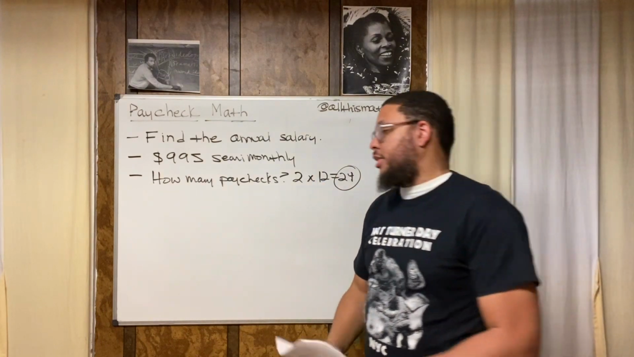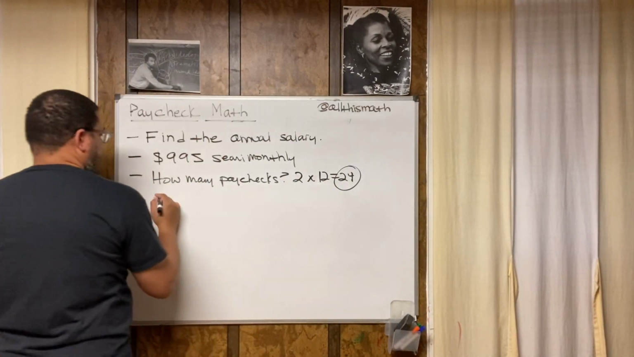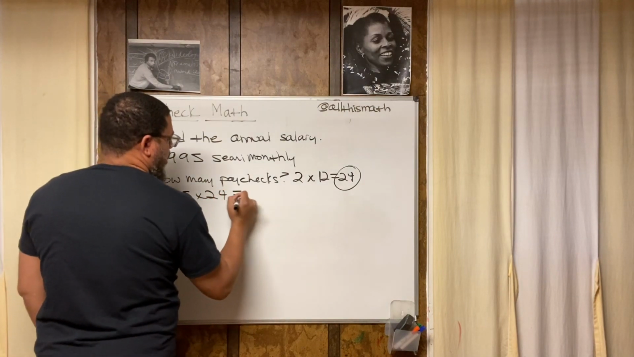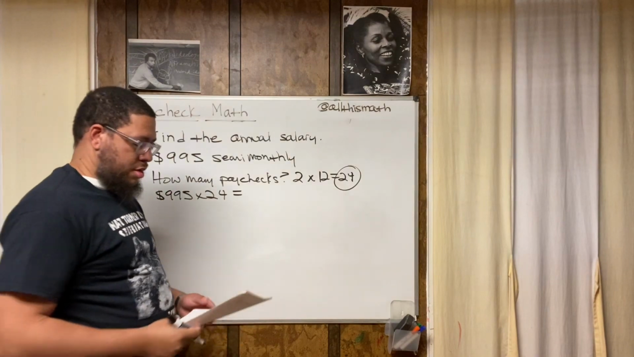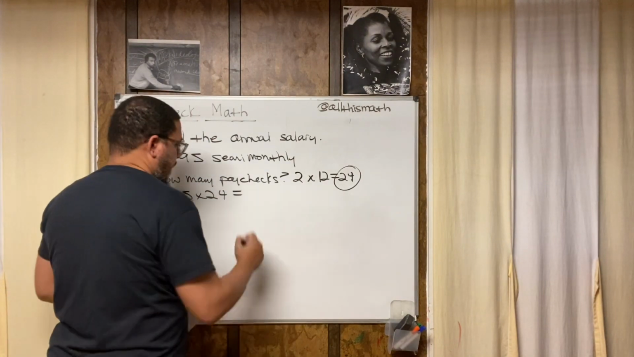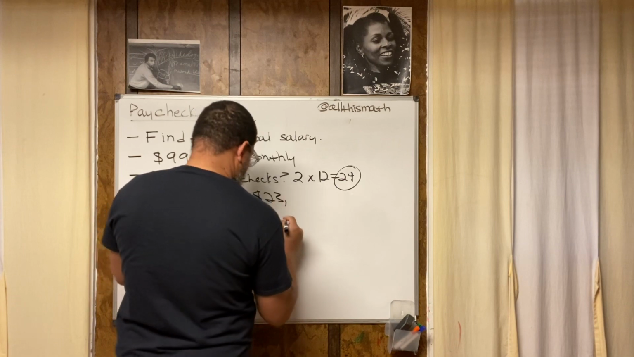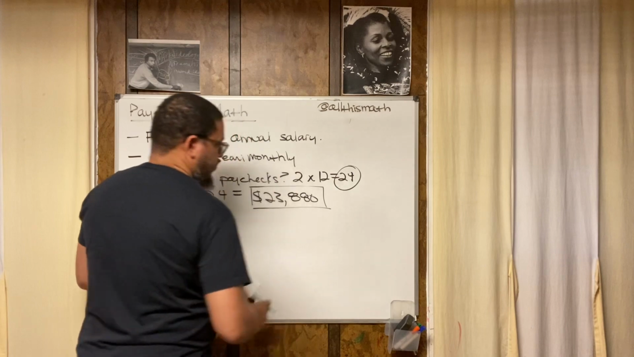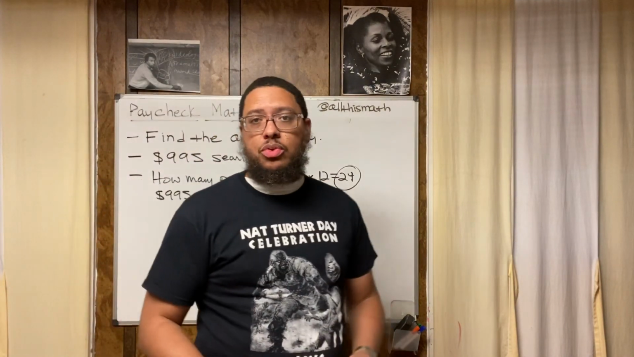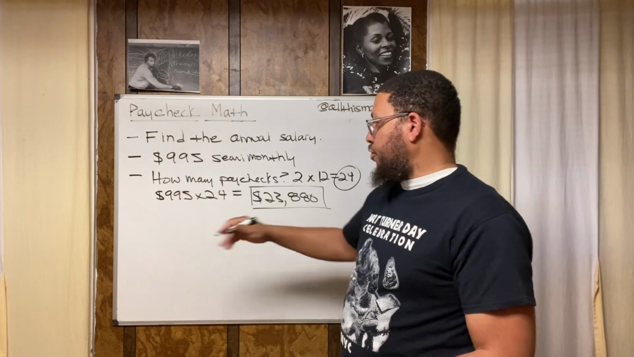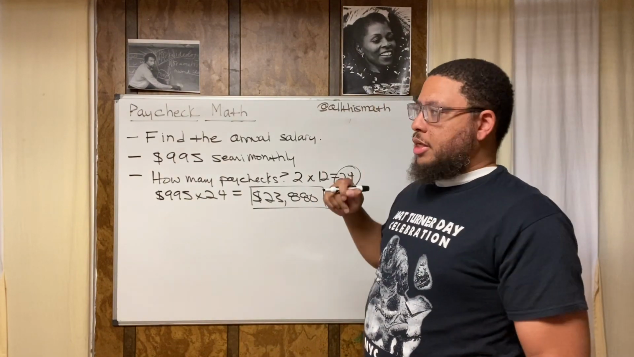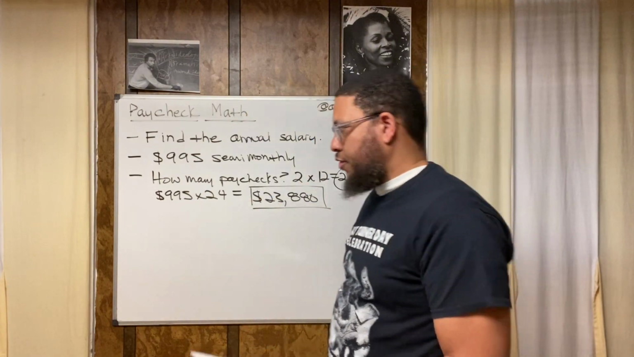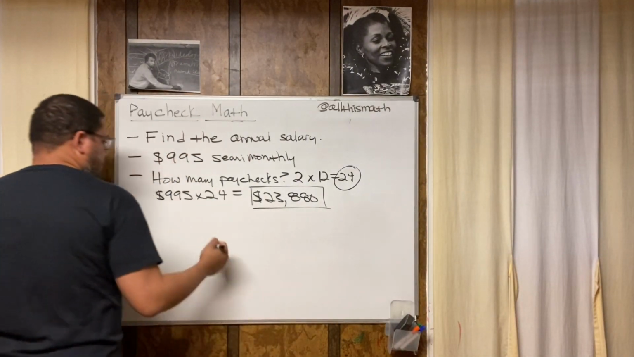So now we're going to do multiplication. We're going to do 995 times 24. Now, if I break out my calculator and I do 995 times 24, I get $23,880. Boom. That's why I use the calculator. But if I want to do this manually and write it out, using the standard algorithm, meaning the way I learned how to multiply like 40 years ago, we're going to do it like this.